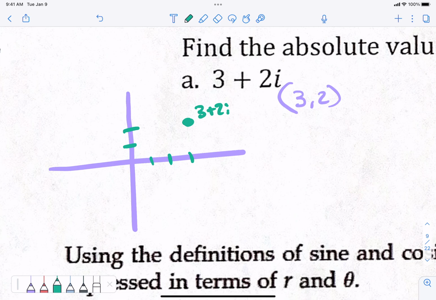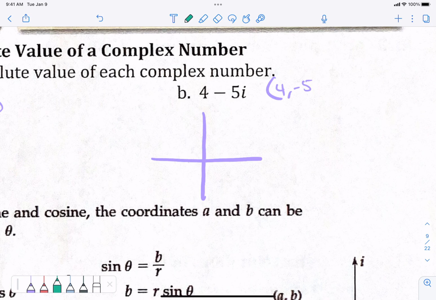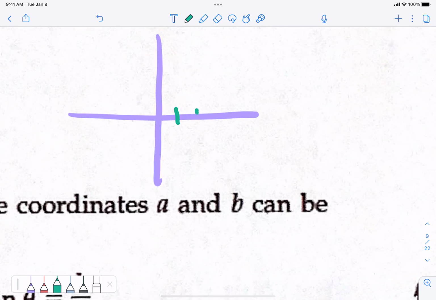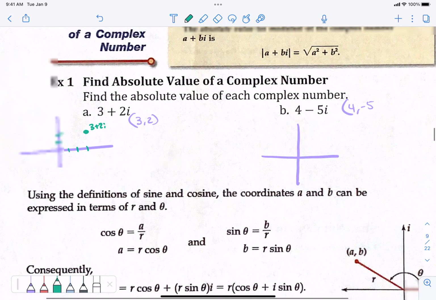Okay, good? All right, B, we're going to do the same thing. 4 minus 5i. It's like graphing the coordinate point 4, negative 5. That's going to be in the 4th quadrant. 1, 2, 3, 4, negative 1, 2, 3, 4, 5. It's too easy, right? 4 minus 5i. That's what we label it. There it is. Happy with that? That's the first part of it.